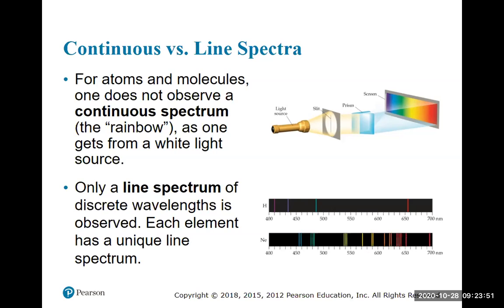With a line spectrum, you only see discrete wavelengths, and those discrete wavelengths are representative of a particular element. So each element has its own set of discrete wavelengths that it emits. It's called its emission spectrum, or what we're calling the line spectrum. And by looking at those wavelengths, you can identify what the element is.